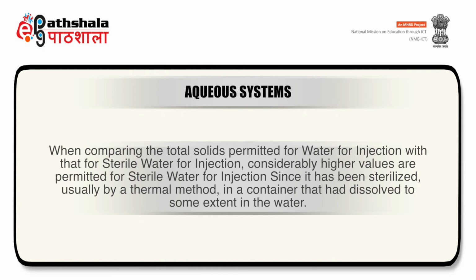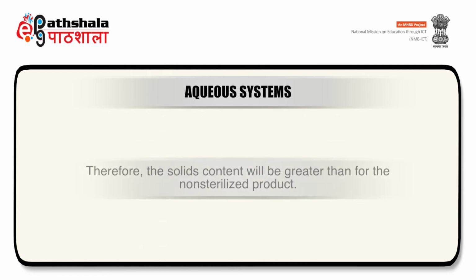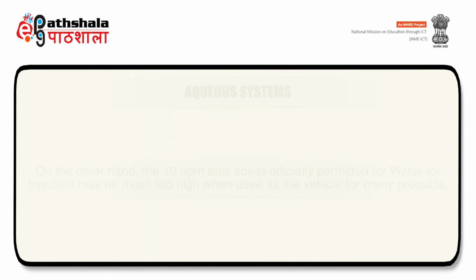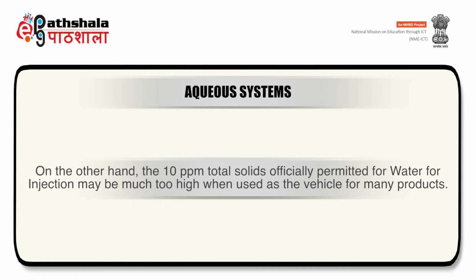When comparing total solids permitted for water for injection with that for sterile water for injection, considerably higher values are permitted for sterile water for injection, since it has been sterilized usually by a thermal method in a container that had dissolved to some extent in the water. Therefore, the solids content will be greater than for the non-sterilized product. On the other hand, the 10 ppm total solids officially permitted for water for injection may be too high when used as vehicle for many products.